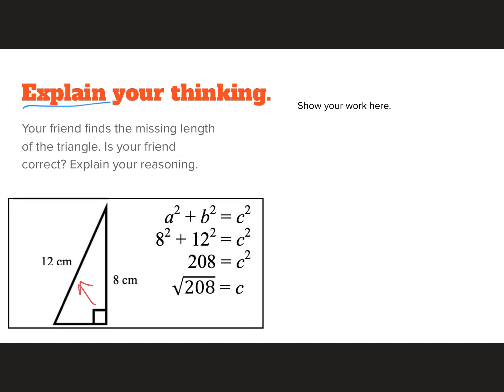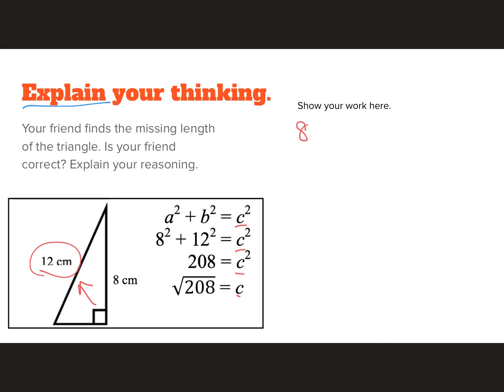So which side is c? They said c was our unknown side, and they solved for c. But if you notice, c is 12. So we're missing either side A or B. So we'll leave side A as 8. So we're going to start from this line.